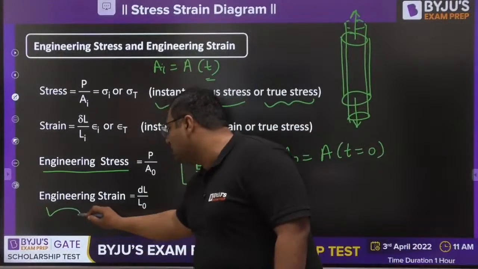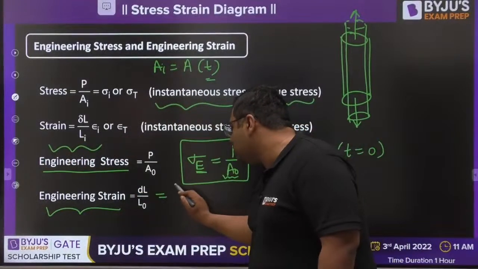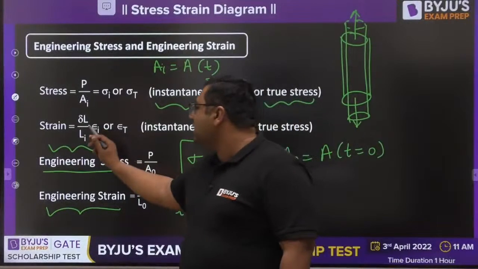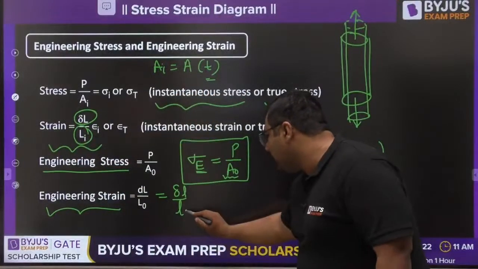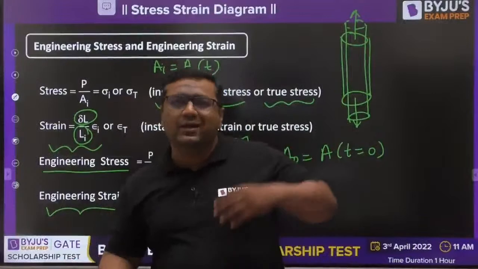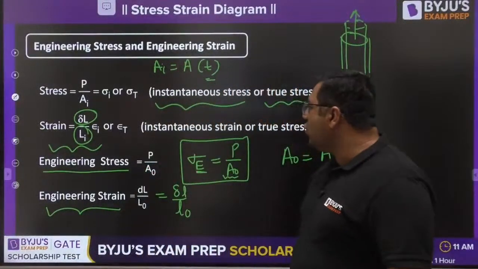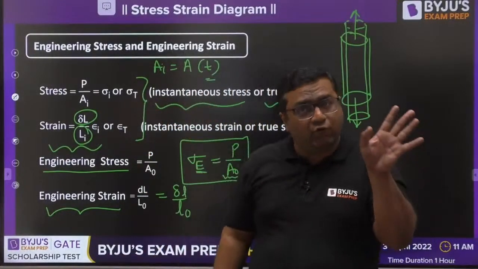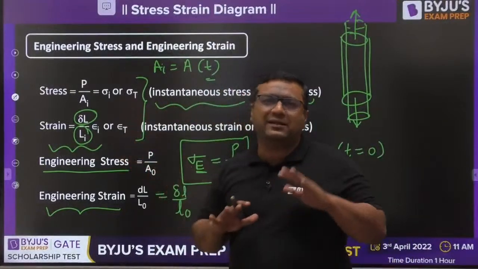Similarly, we can have engineering strain and true strain. Engineering strain is change of length per unit original length. Similarly, we can say here change of length per unit instantaneous length, whereas here it is original length. This is how we define engineering stress, engineering strain, true stress, and true strain. As you know, true stress and true strain calculations are not possible for us for sure. Calculation may be done, but measurement cannot be done.